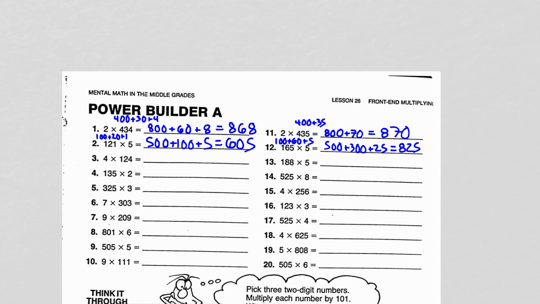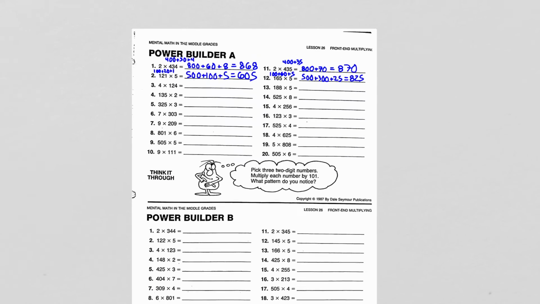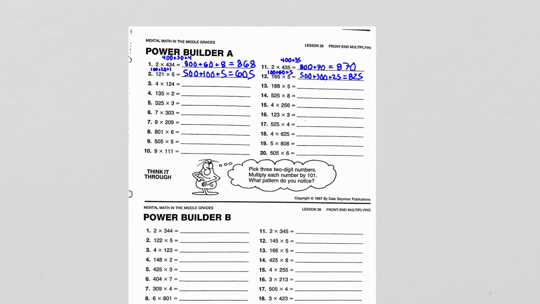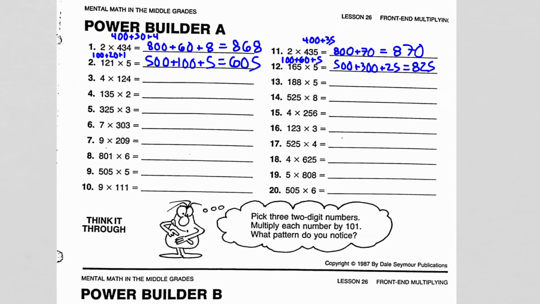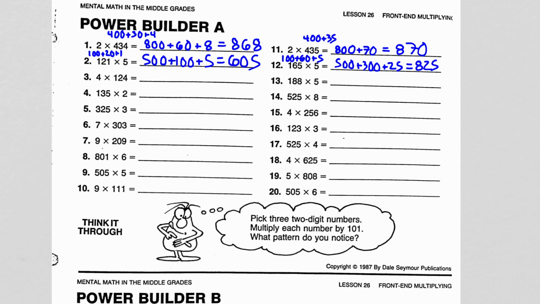So that's the strategy I'd like you to do in this activity. I'd like you to do this mental math by the end of the week. I'd like you to do both Power Builder A and Power Builder B. I'd like you to do those by the end of the week and hand into the folder when you're done so I can see the work that you've done. Remember, you don't have to print it out. You could just do this in your notebook, but make sure you show me the work.